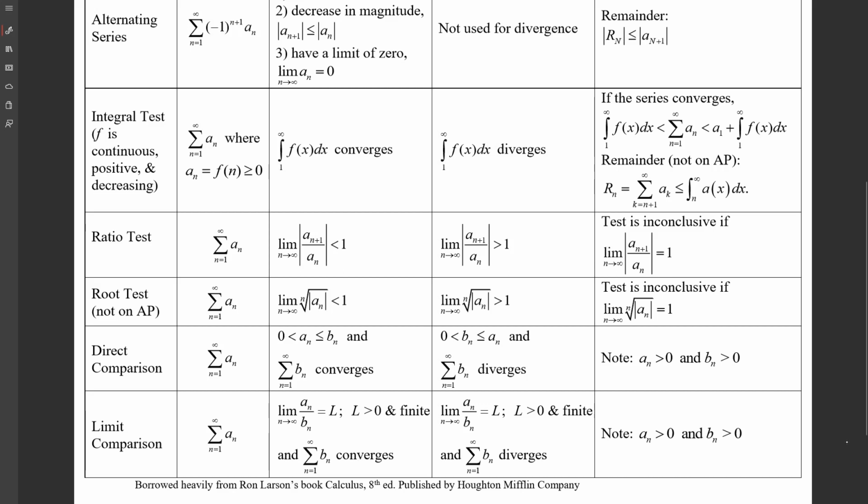Hi guys, in this video I would like to talk about the ratio test and the root test. The ratio test is on the AP exam this year, and the root test is not on the AP exam.